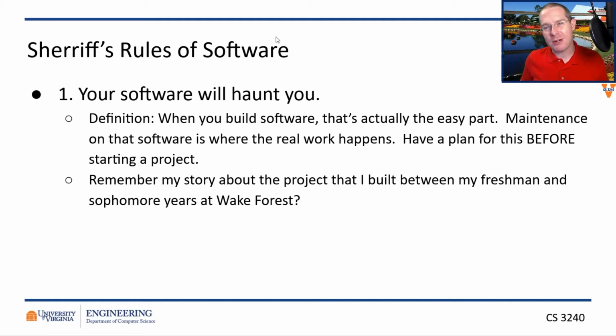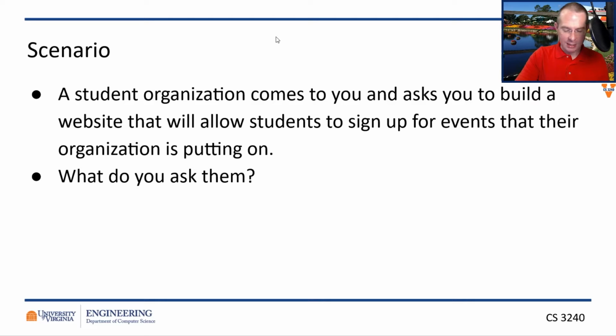So let's try to figure out the second rule of software. And for that, I want you to take a moment and think about this. Let's think about a student organization, a CIO at UVA comes to you and says, hey, can you build us a website that allows students to sign up for events? Let's pretend they're virtual events right now that they're putting on. Seems reasonable, right? So what I want you to do is hit that pause button, take one moment, and I want you to think about this, okay? What would you do? What would you ask them?